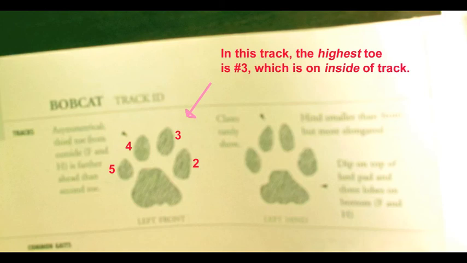The fourth clue is to look for asymmetry. Notice in this bobcat print that toe 3 breaks the symmetry of the print. It also, since it's to the right of the 4-digit group, means that it's on the left side.